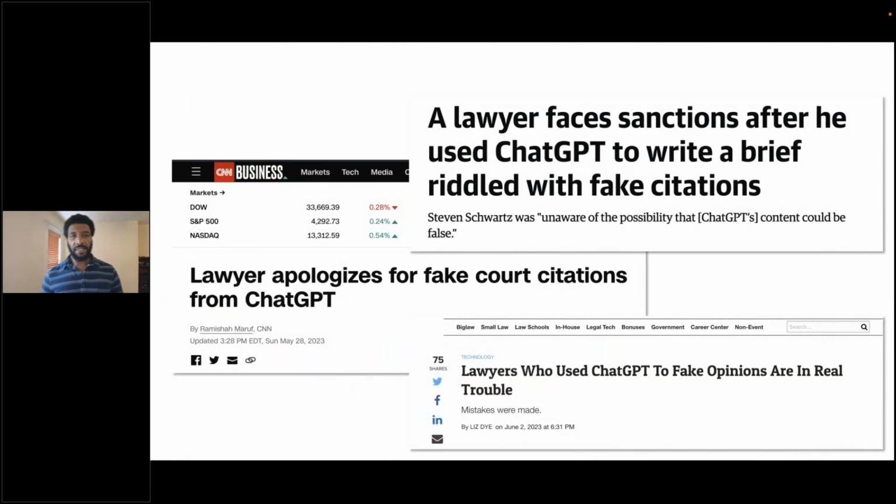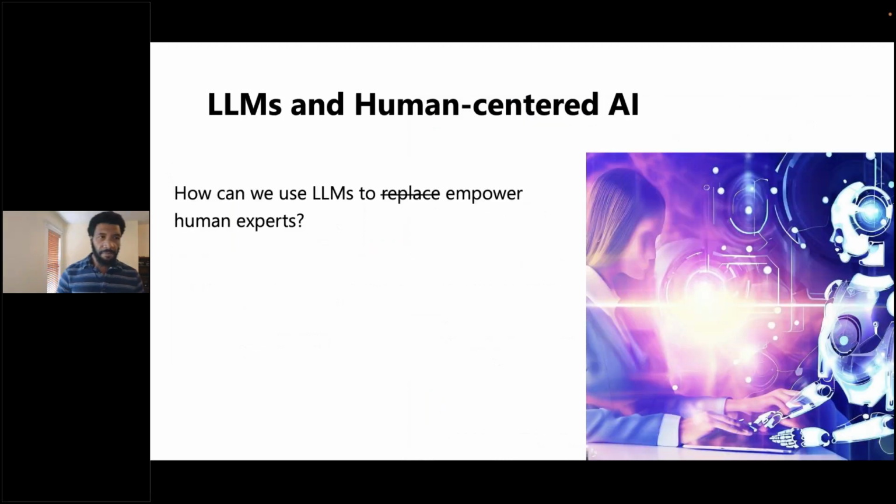Another recent example was this lawyer that used ChatGPT to do his legal research, and then it turned out that some of the cases that ChatGPT mentioned were basically fake, and so this was very problematic. So kind of the takeaway here is that I don't think that it's a good idea to release these models and let them work by themselves, because they can be quite harmful and problematic, particularly in consequential domains.